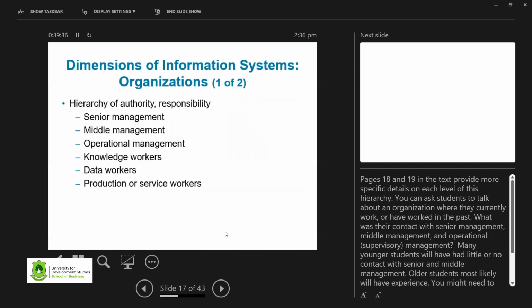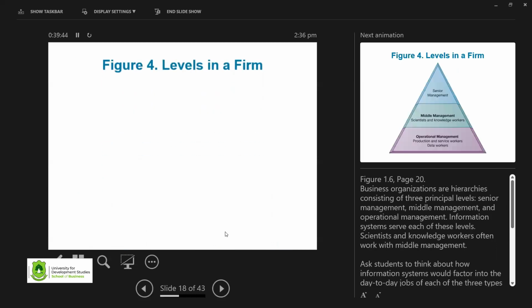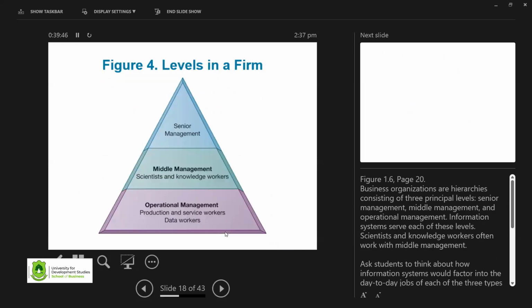Okay, so these are the hierarchy of authority. I'm just talking about senior management, middle level, operational management, knowledge workers, data workers, and many others. Then the levels in the organization, different levels. In subsequent lectures, we will look at the types of information systems that will fit into each of these categories. All of this is to remind you. So you see that even this particular concept is from management, basic management: senior management, middle management, and the operational.